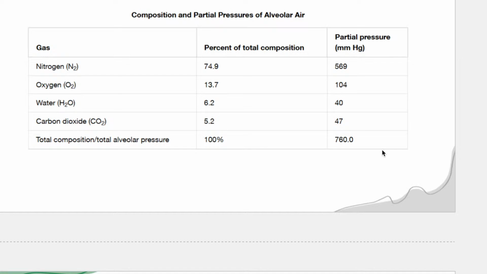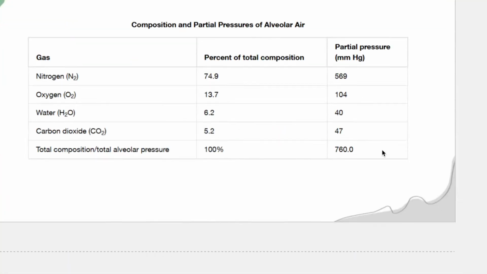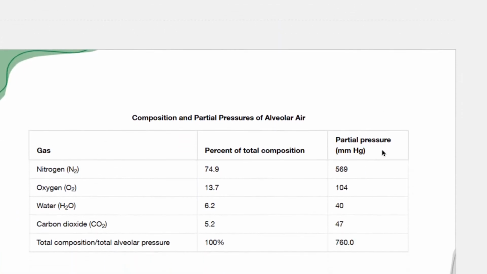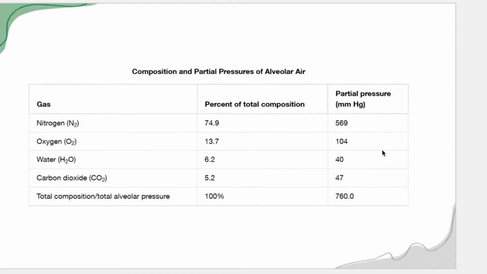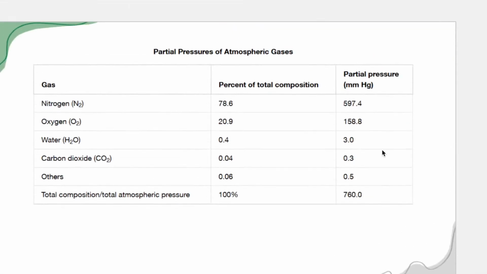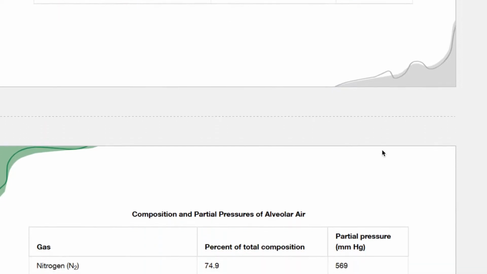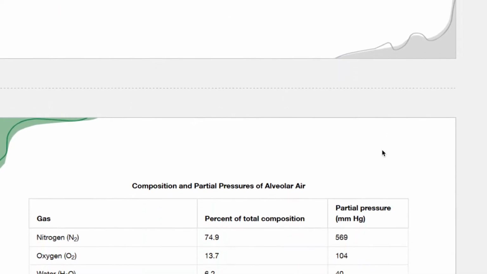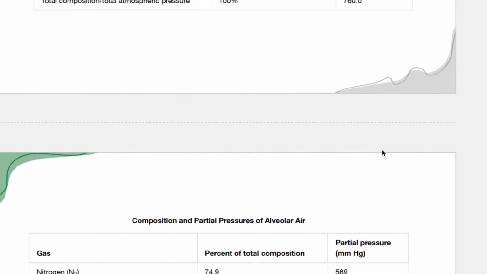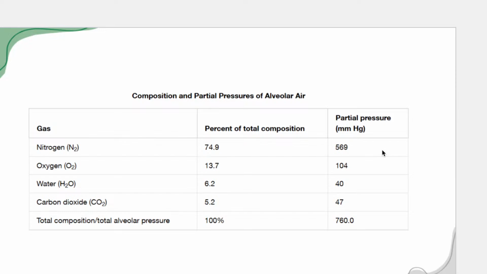Composition and partial pressures of alveolar air. There's a difference here between alveolar and atmospheric air, and the reason is that alveolar air mixes in with old air. It will have less oxygen because it's mixing in with old air that has already been robbed of oxygen. Not only that, some of the oxygen is going to dissolve into the water that's lining your trachea on the way down.